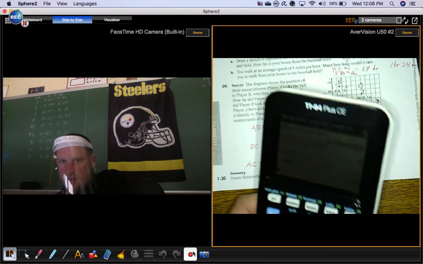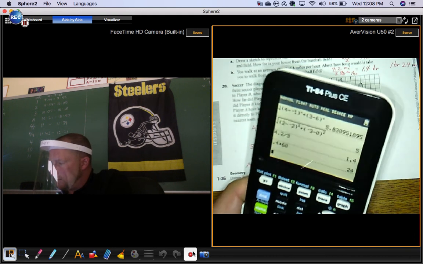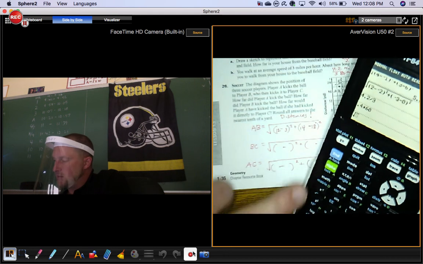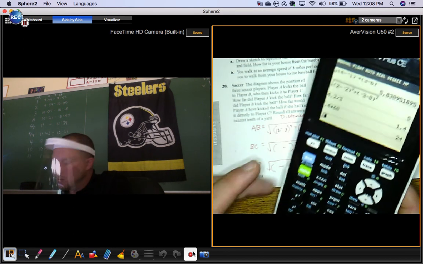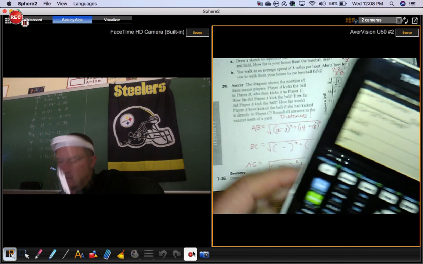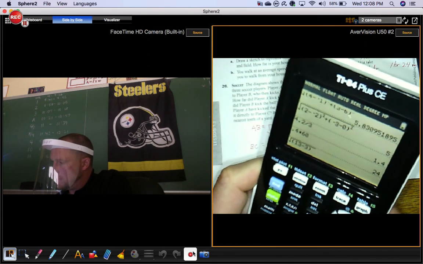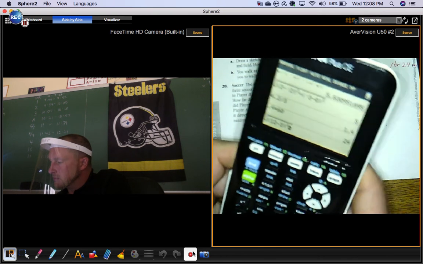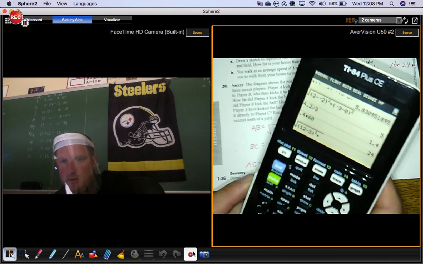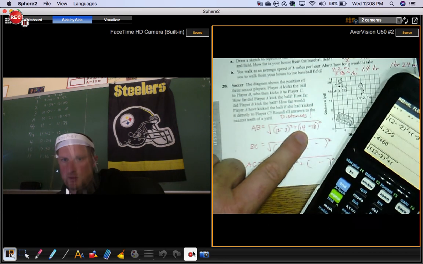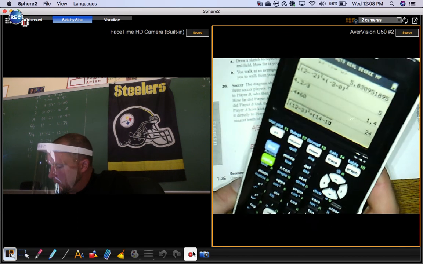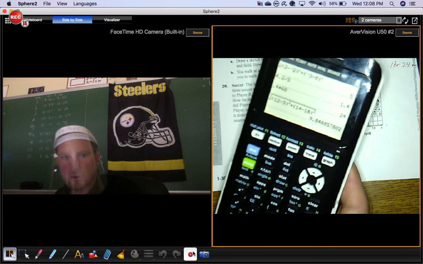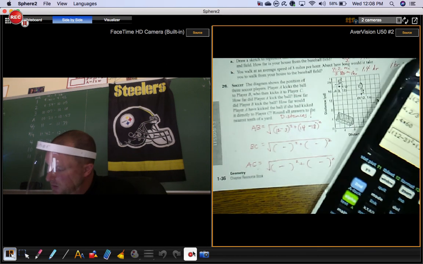Now, you need to type that in, and you need to know how to type that in. So, second, x squared, that gives you that radical. And then in the radical, we're doing 12 minus 3. I'll put 13. Then we're going to add 14 minus 18. Here's our distance from player A to player B.